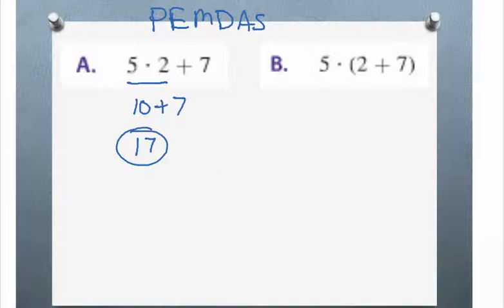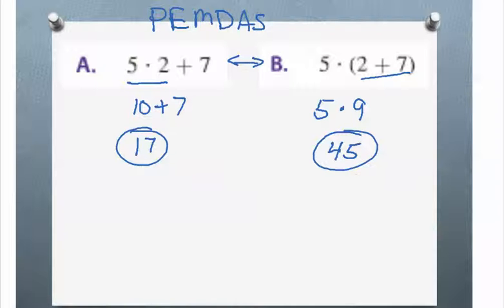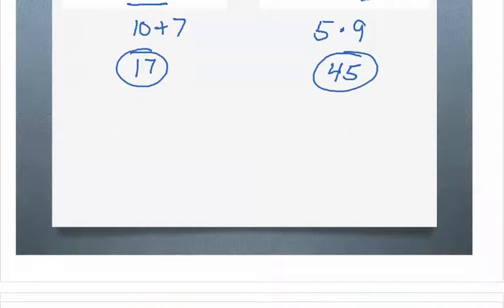Now look what parentheses will do to your problem. They're going to change it up. Parentheses here say that I have to do what's inside the parentheses first, so I actually have to do 5 times 9 because 2 plus 7 is 9, and 5 times 9 is 45. So look, we have the same exact numbers between these two expressions, but totally different answers because we used the order of operations and we worked both of them properly.